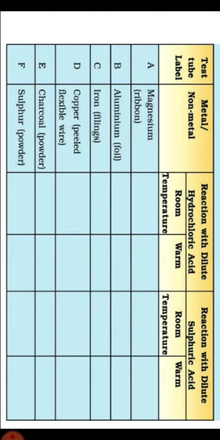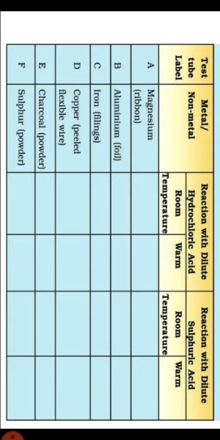In test tube F, we have taken sulfur. As you know, sulfur is also a non-metal. At room temperature, with dilute hydrochloric acid, no reaction takes place, and when we warm it, also no reaction takes place. So this is all about the reaction of metals and non-metals with dilute hydrochloric acid. Then let us discuss the reaction of metals and non-metals with dilute sulfuric acid.